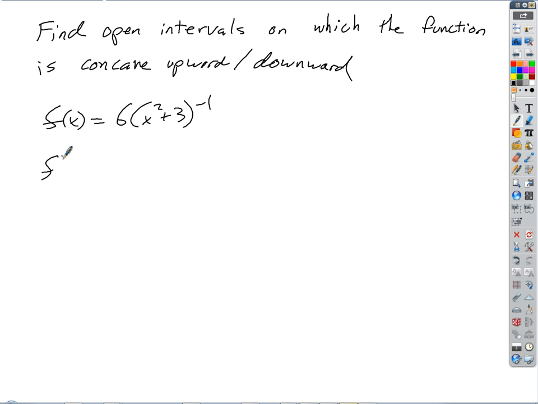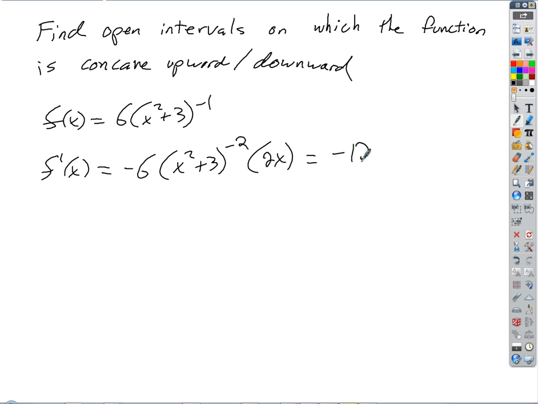Okay. So what do we get? X squared plus 3. Okay, so if we simplify that a little bit, that's going to give us what? Negative 12x over x squared plus 3 squared. Okay. What do we do next? Second derivative. What we really need is the second derivative, isn't it?